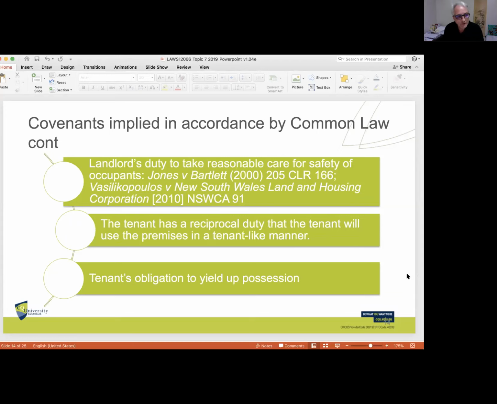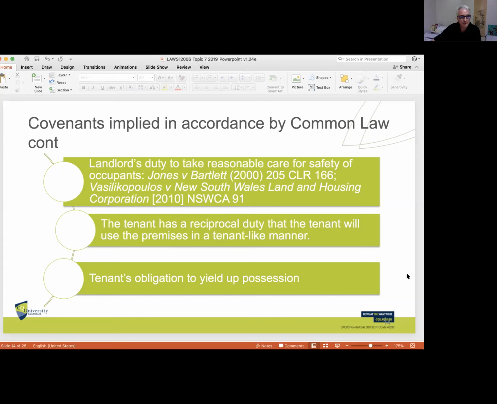We've also got this idea that there's a landlord duty to take reasonable care for the safety of the occupants of the premises. Don't forget the landlord is the owner of the premises, and insofar as the owner is leasing the premises to a lessee, mostly for running a business, as owner, the landlord has some overarching obligations here. And you can see that idea of the safety of the occupants.